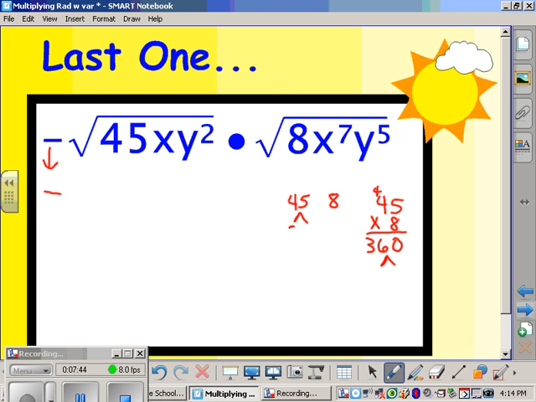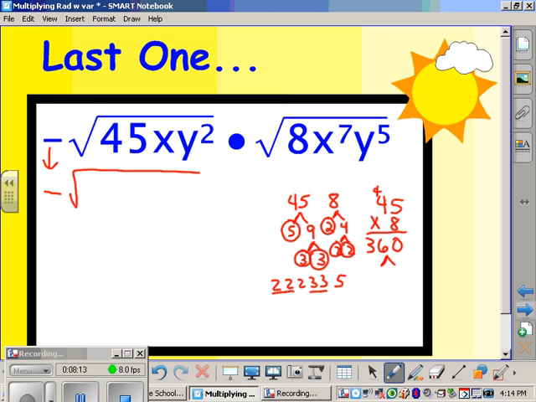So 45 breaks down into 5 and 9, and 9 breaks down into 3 and 3. 8 breaks down into 2 and 4, and 4 breaks down into 2 and 2. So altogether, we've got 3 2's, 2 3's, and a 5. So if I underline my pairs of 2's and 3's, they will become my perfect squares. So let's go ahead and put them under the radical. So we have a 4, which is a perfect square, and a 9. Then we have our non-perfect squares, the 2 and the 5, and this makes 10 when we multiply them together.